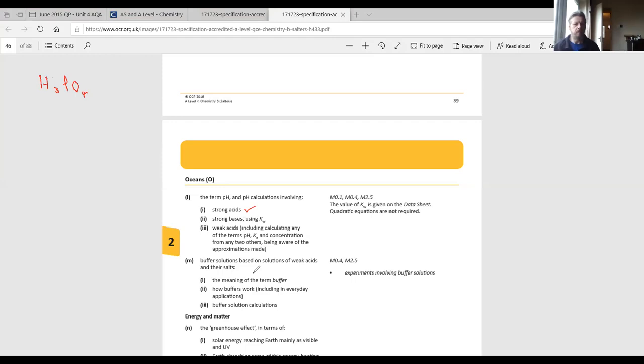Buffers are a bit more difficult. We'll do them in a minute. But the next thing to do is Kw.